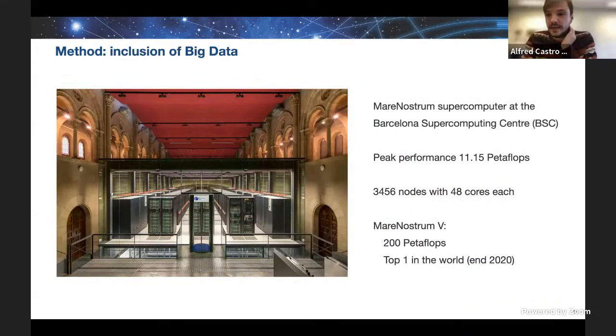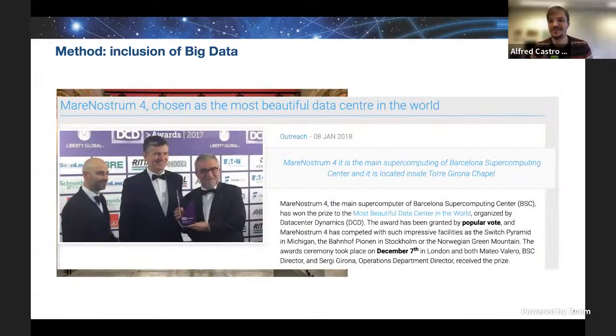Okay, so we do that using a big data environment. In our case, this is the MareNostrum supercomputer. There are a few features of the MareNostrum supercomputer. It was top 1 in the world, I think, at the end of last year. It's not anymore. It's been superseded by Summit, I think. I don't know. But even if it's not the top 1 in the world, it is the most beautiful computer in the world.